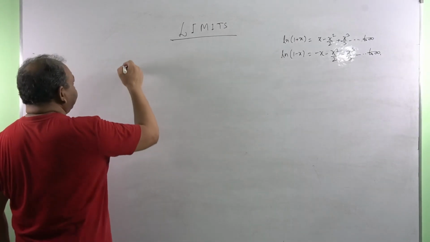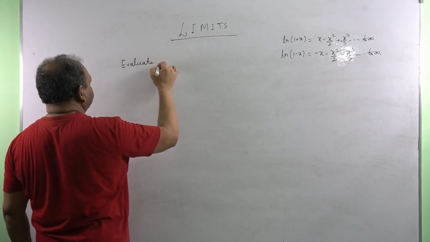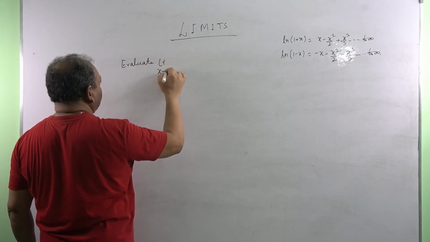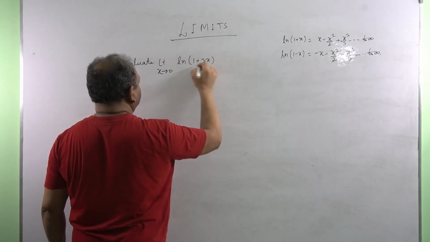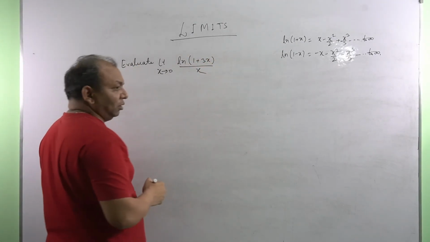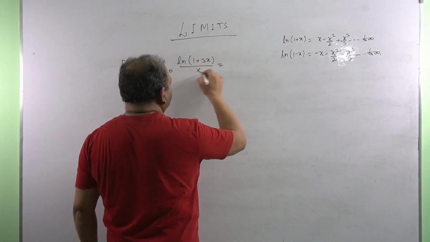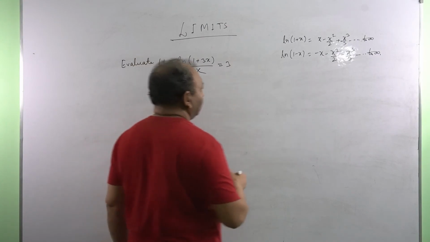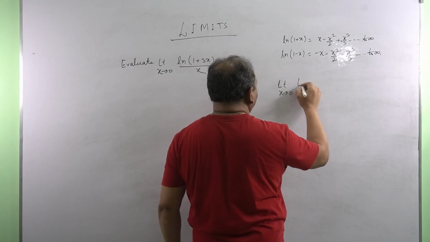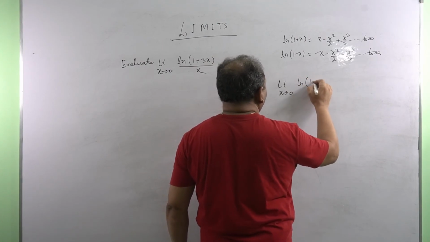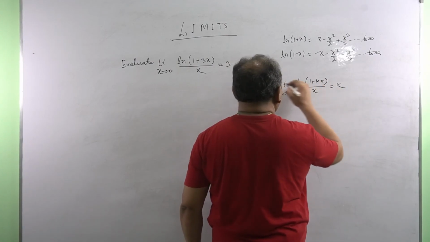Now evaluate limit x tends to 0 of ln(1 plus 3x) divided by x. Directly we can write the value of this limit, that is 3. Limit x tends to 0 of ln(1 plus kx) divided by x can be written as k.